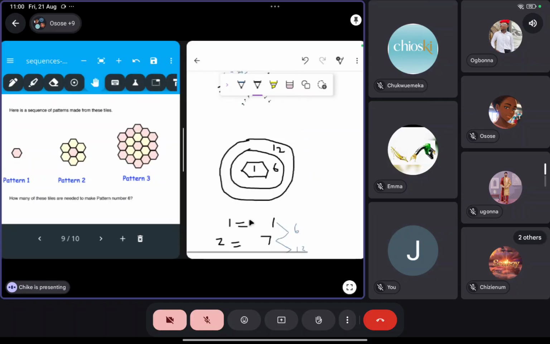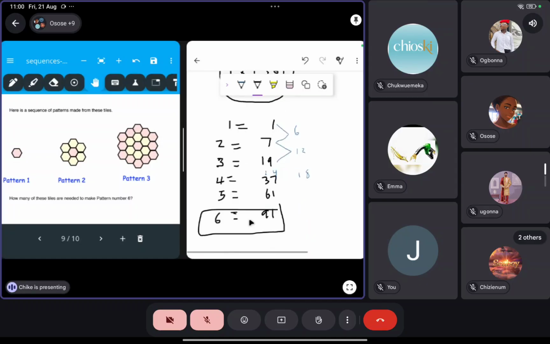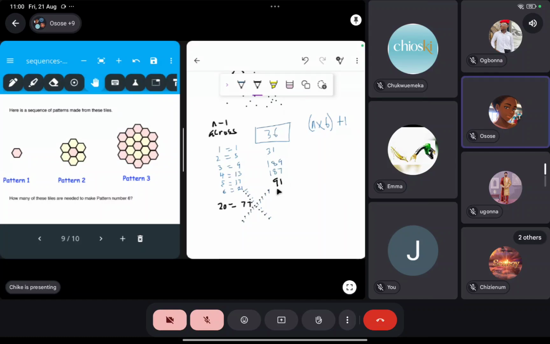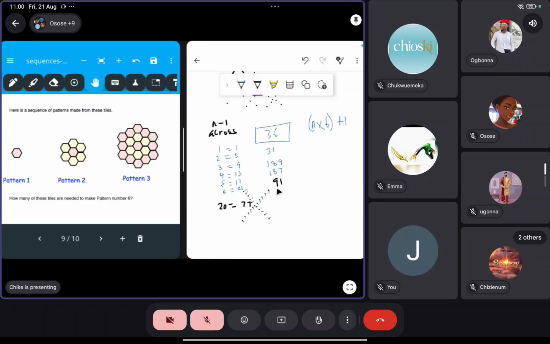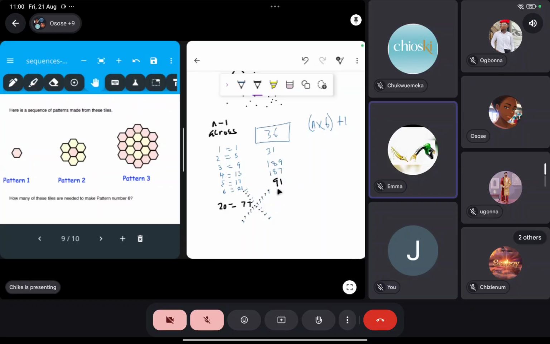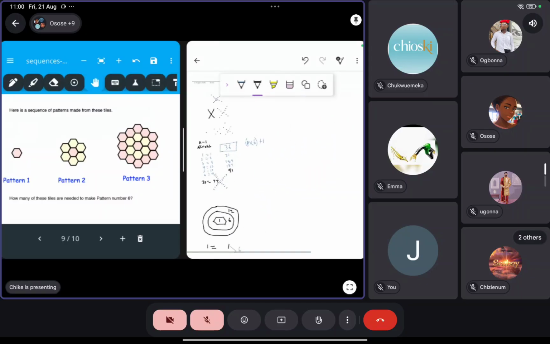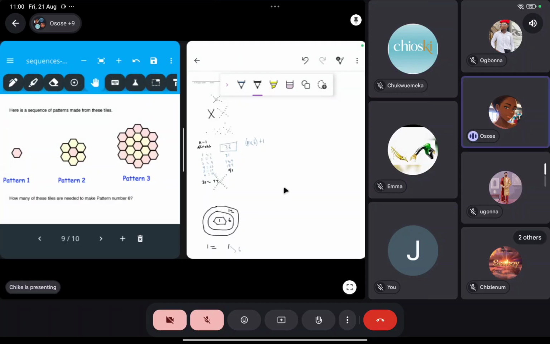Is there any other way of viewing it so we can see if we arrive at the same answer? Who got the 91 initially? Okay, how did you arrive at 91? Let me know if you had it. Like I said, the way I see it might not be the way you saw it. So how did you arrive at 91? The answer is 91. I just wanted to see if there's another way somebody observed the pattern.